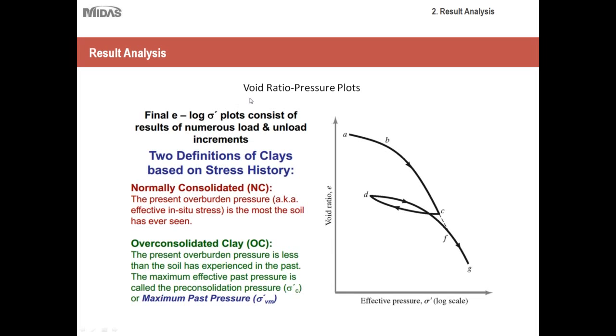Now we have our void ratio pressure plots. So once again, you have your void ratio e, which you determined, a series of them anyway for your test, against your effective pressure, which is on a logarithmic scale. The main thing to remember from this particular slide are the two definitions of clay based on stress history.